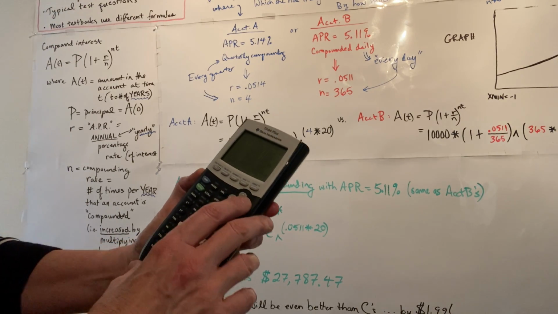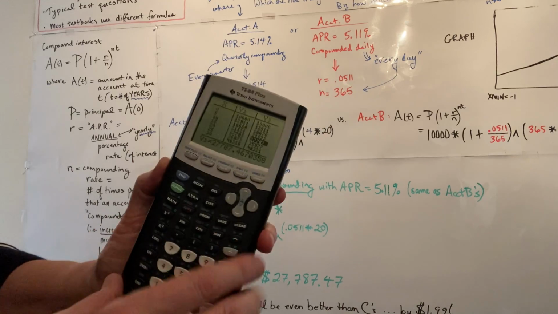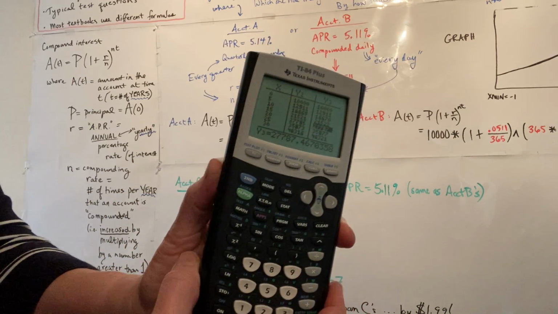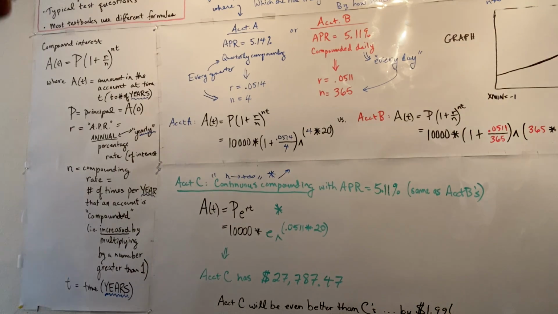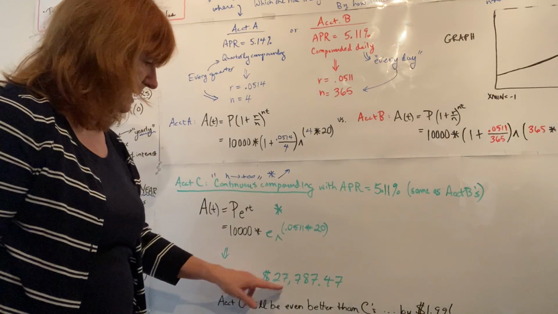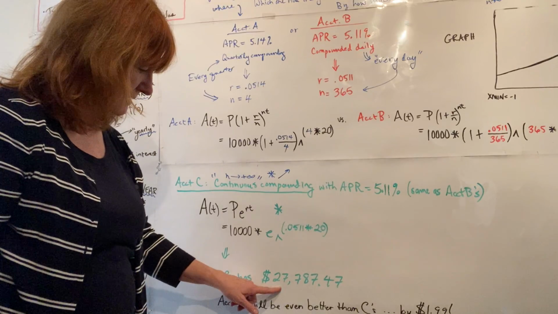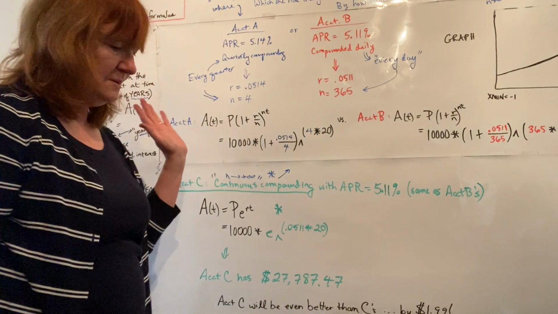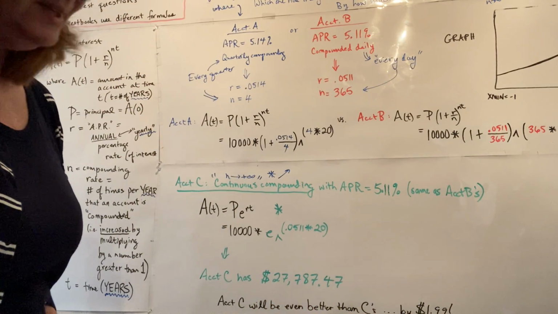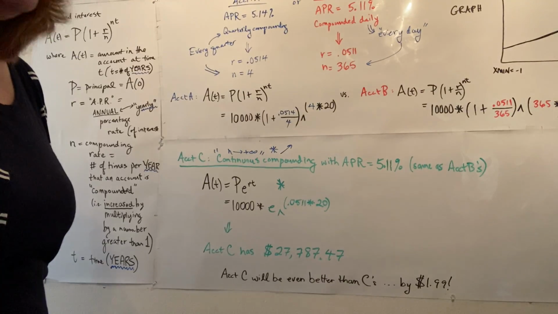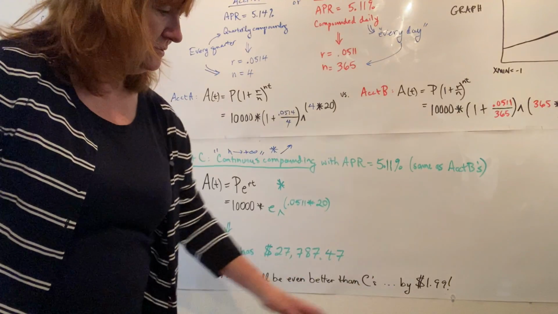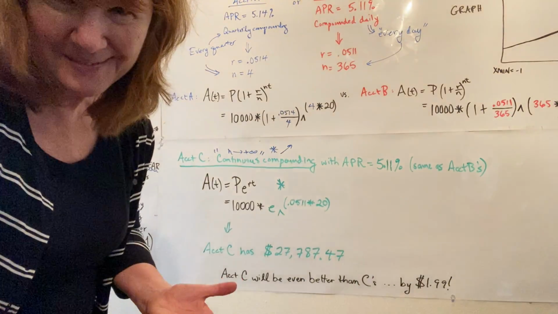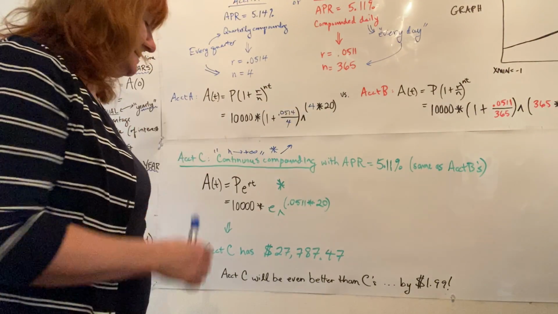and we get a third column. All right, that is giving us the values for Y3. And putting the cursor over that value when t is equal to 20 gives us $27,787.47, which is much better than even account C. Much better than C by $1.99. Not that much better. So that's kind of interesting.